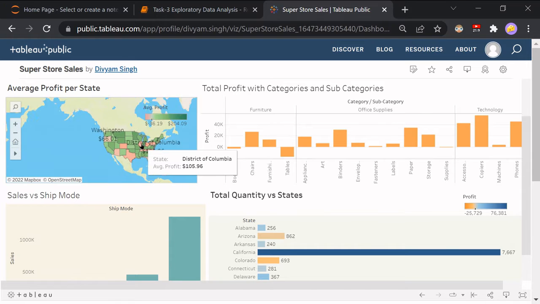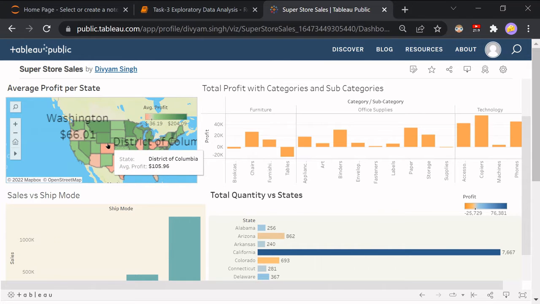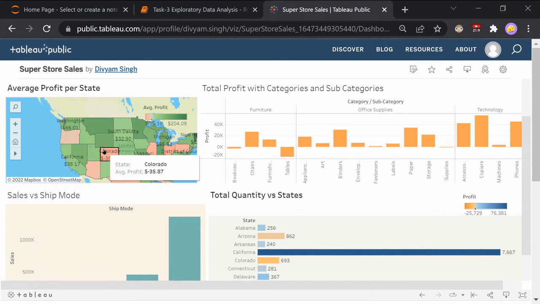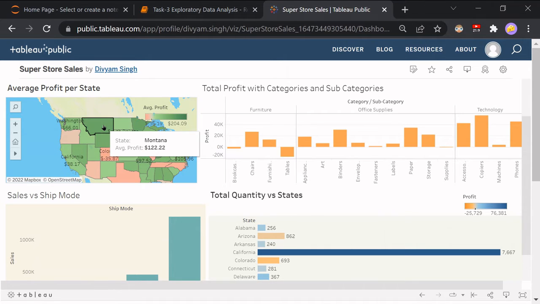In this chart you can see that the green states represent the profit and the reddish color states represent the loss. For example, you can see in Colorado the average profit is negative, that is, we are going in loss. In Montana the average profit is $122, just like that.